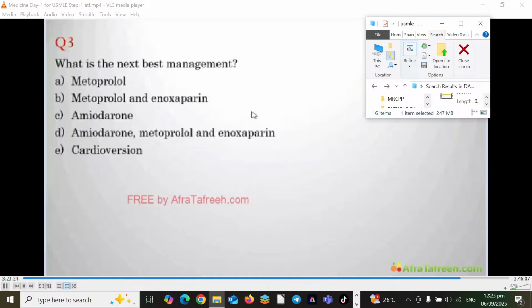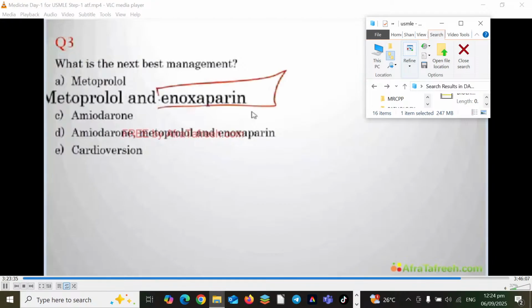Okay. So one more pathophysiologic concept. So the answer is metoprolol and enoxaparin. Enoxaparin is heparin. Low molecular weight heparin.